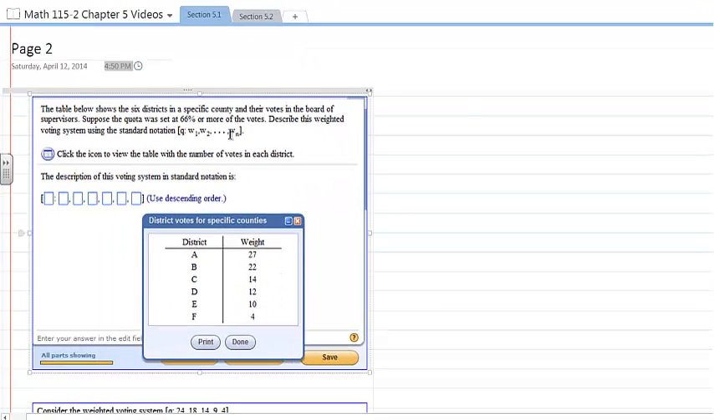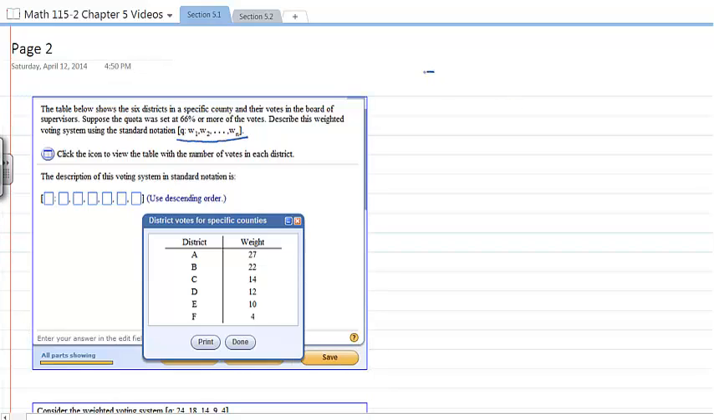All right, let's dive right in. We're going to work through 3 questions here to cover the basics of the material in 5.1. The table below shows the 6 districts in a specific county and their votes in the Board of Supervisors. Suppose the quota was set at 66% or more of the votes. Describe this weighted voting system using the standard notation. This bit right here is the standard notation.